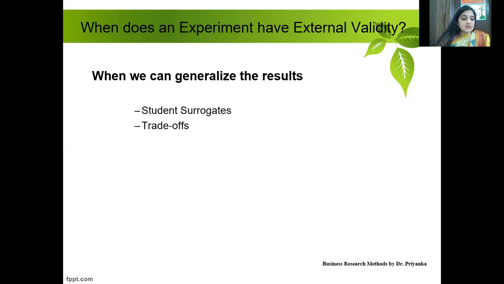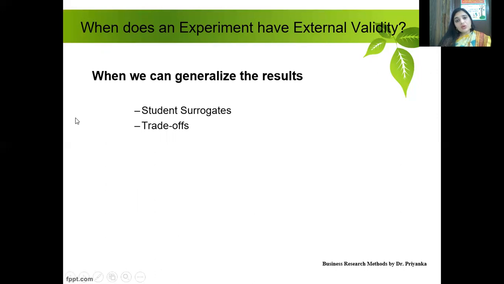Then student surrogates. What do you mean by a student surrogate? Sometimes what we do, especially in academics, is we try to do experiments on students rather than actual respondents, actual subjects who should be involved in the experiment, because this is really cost effective. That is why we choose student surrogates instead of actual subjects. So this is one reason why external validity sometimes doesn't come, because you might not be able to generalize the findings because of the surrogates you have chosen.